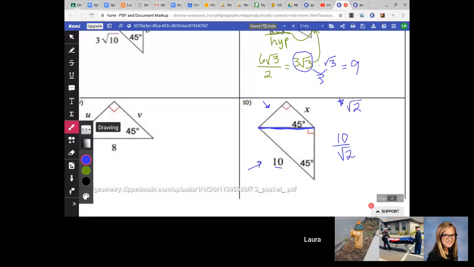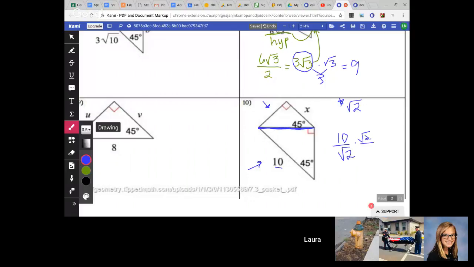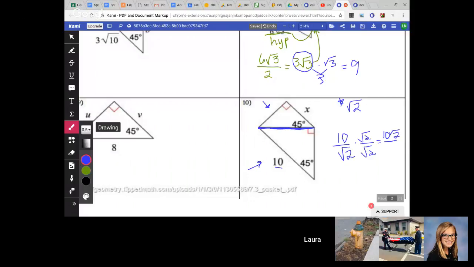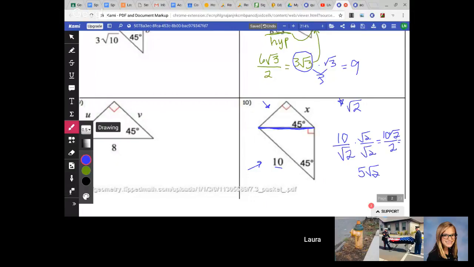How do you get rid of that radical in the denominator? Multiply the top and bottom by root 2. Yes. So you get what? 10 root 2 over 2. And you can simplify it. And it will become what? 5 root 2. Yeah. But don't stop there.